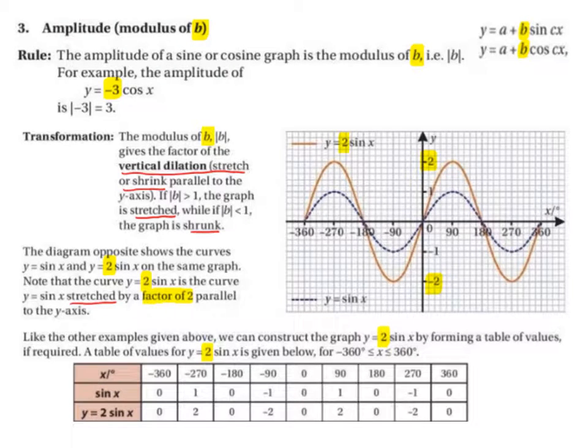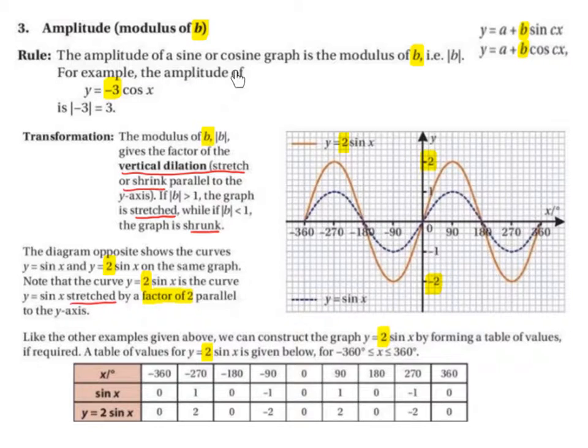Amplitude. The amplitude is the modulus of b. So we have our graphs in the form of y equals a plus b sine of cx, or y equals a plus b cos of cx. So the b is whatever is stuck on in front of the sine or the cos. So the rule is the amplitude of a sine or cosine graph is the modulus of b, i.e. the positive value of whatever b is.